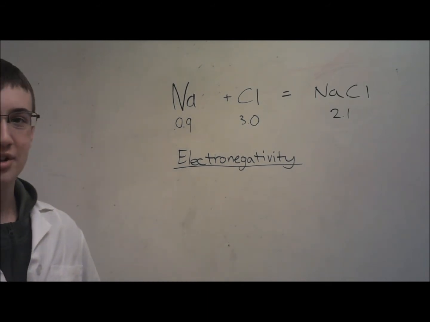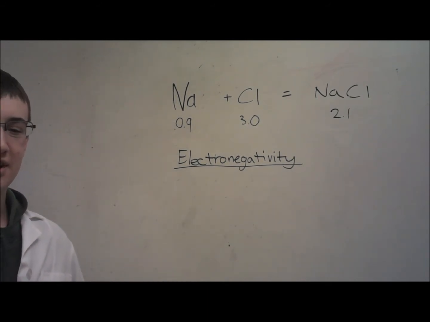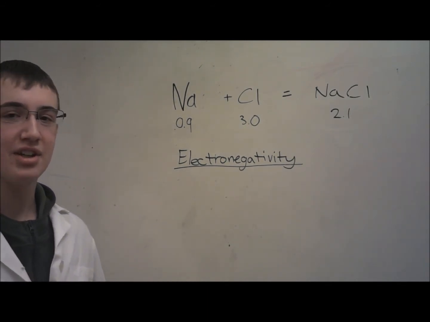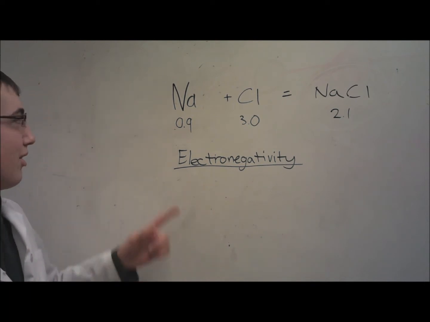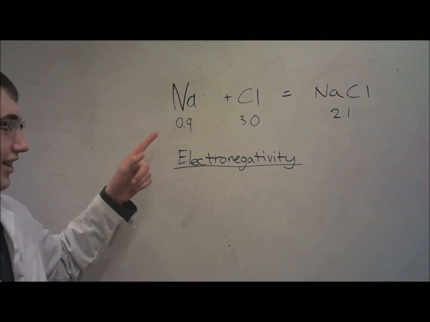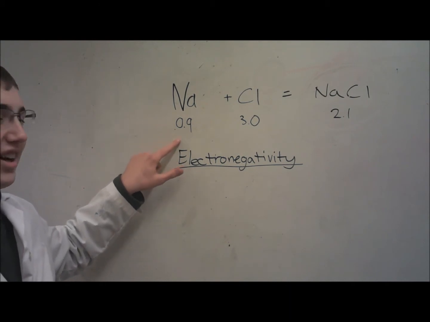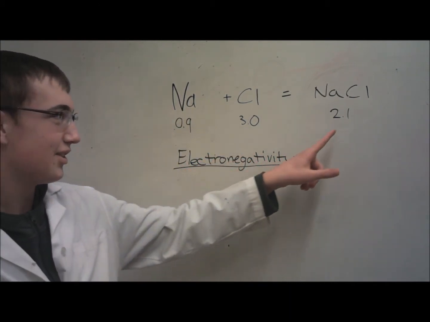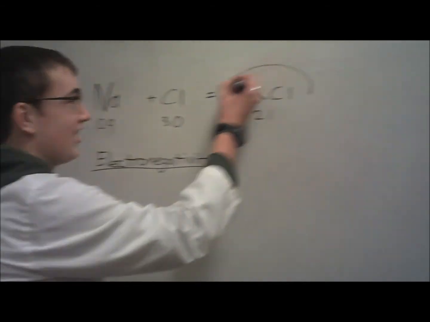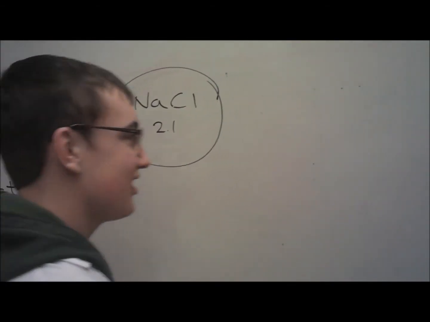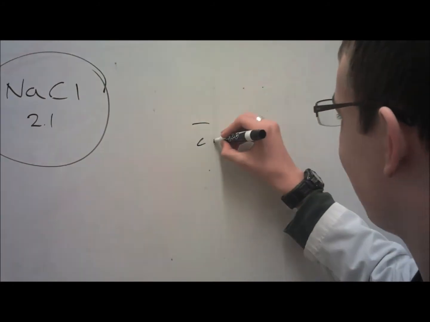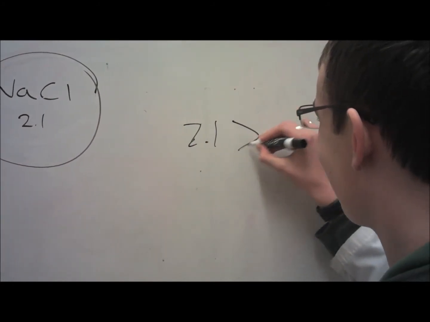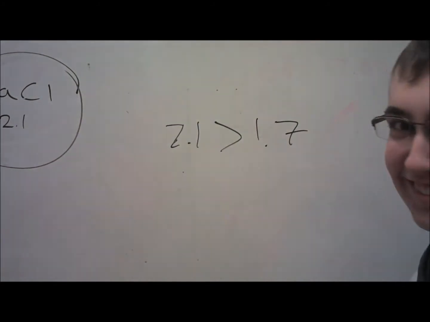In order for an ionic bond to form, the difference in electronegativity of the two ions must be greater than 1.7. Now here we have Na, sodium, with an electronegativity of 0.9 and chlorine with an electronegativity of 3.0. Now the difference is 2.1, so it's an ionic bond. And as you can see, 2.1 is greater than 1.7. Wow!